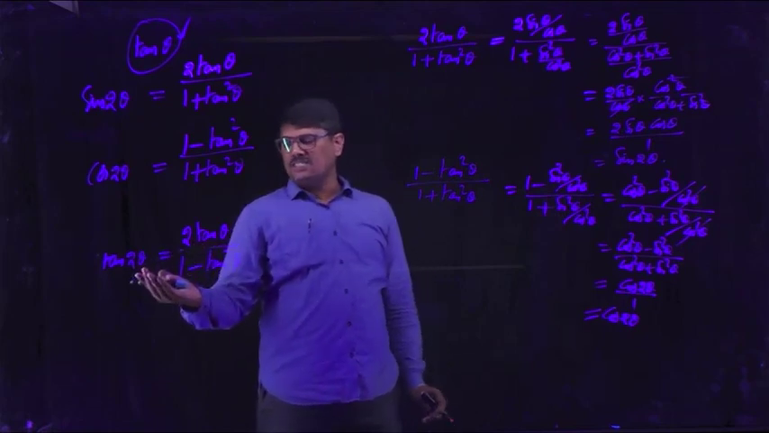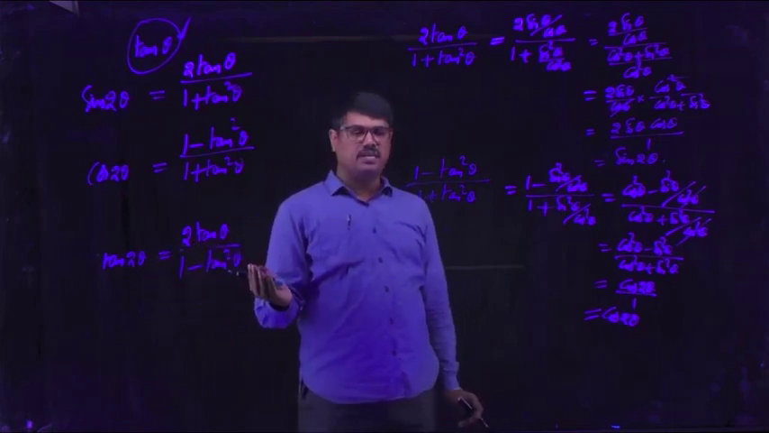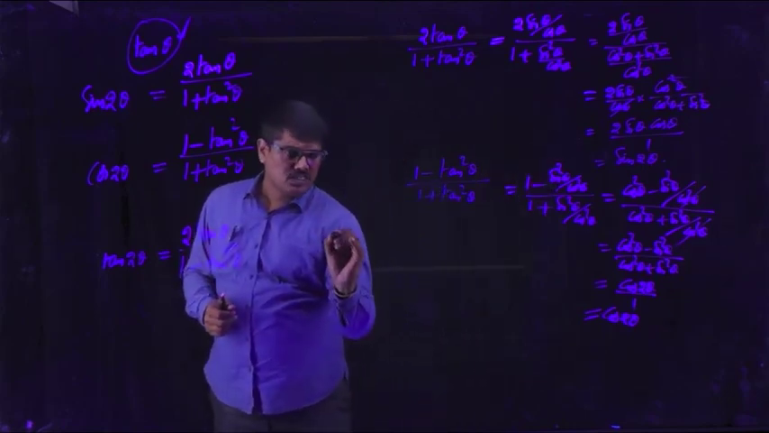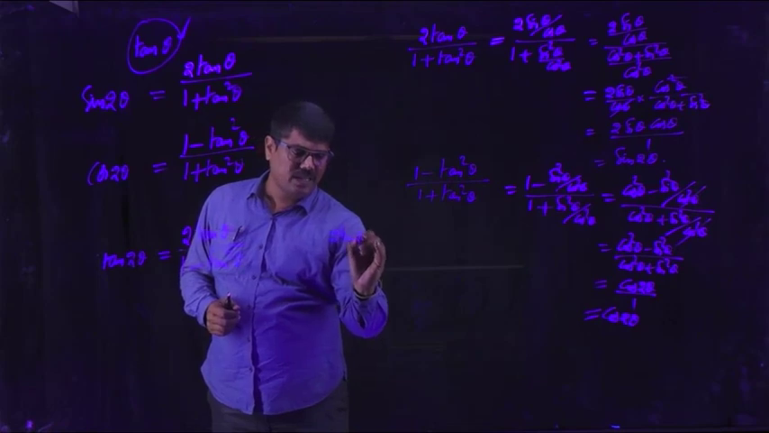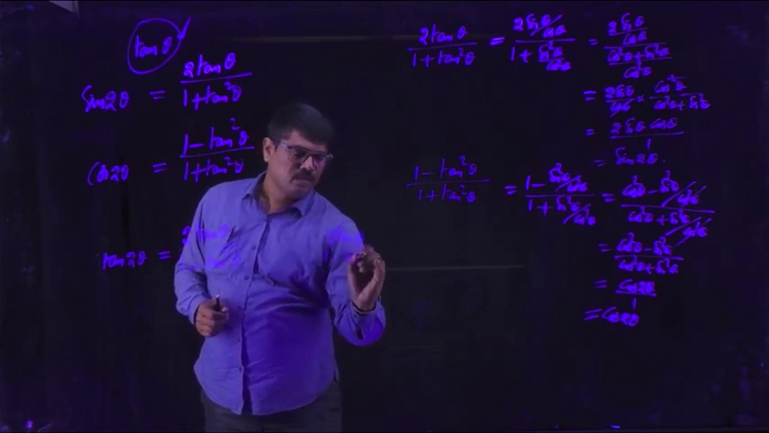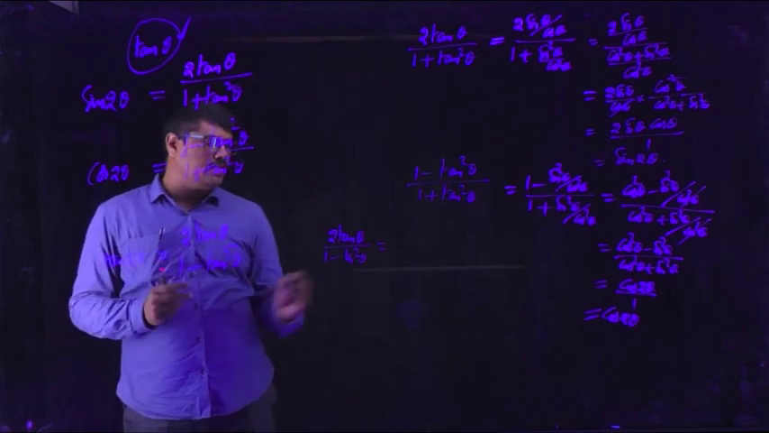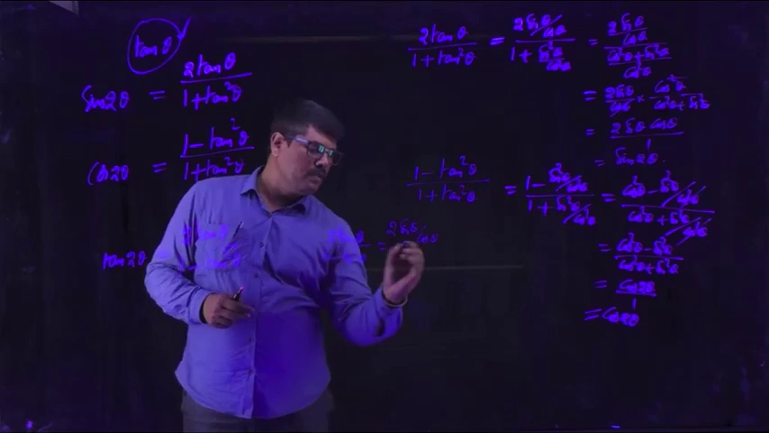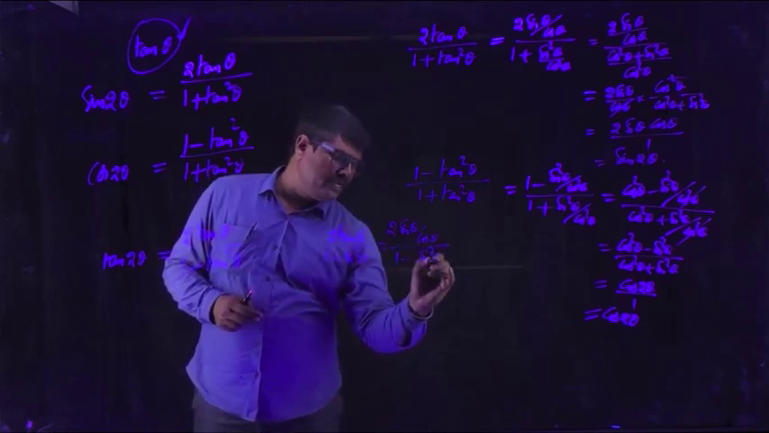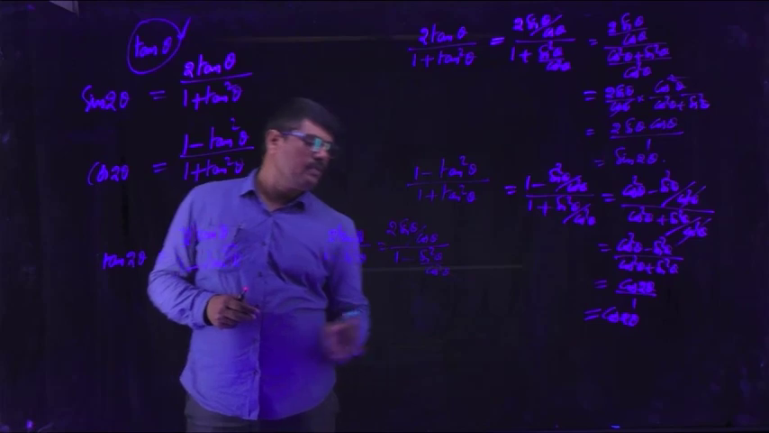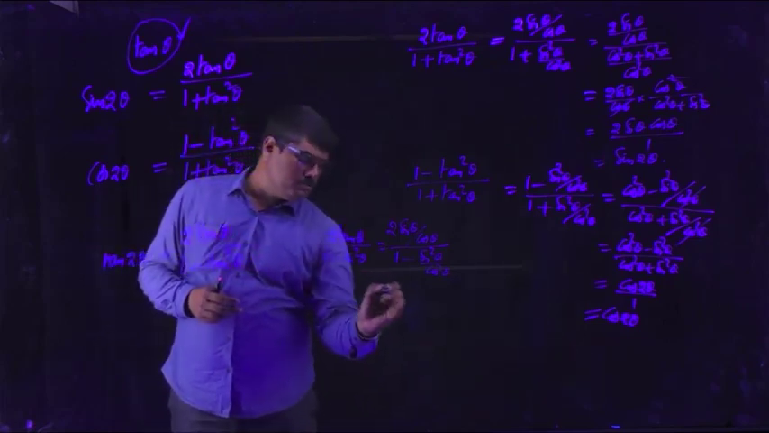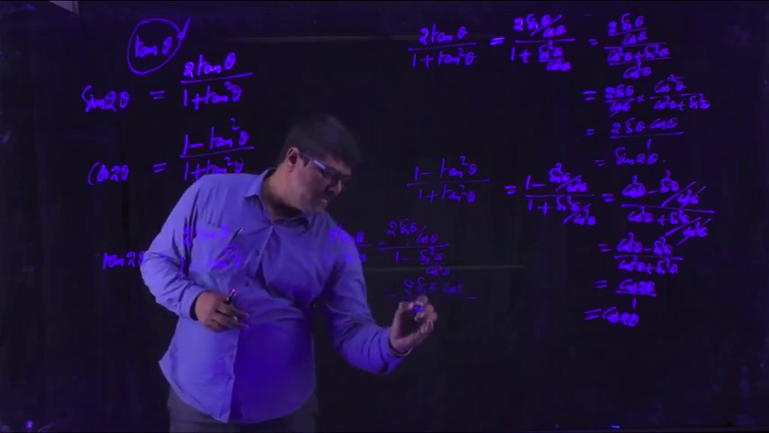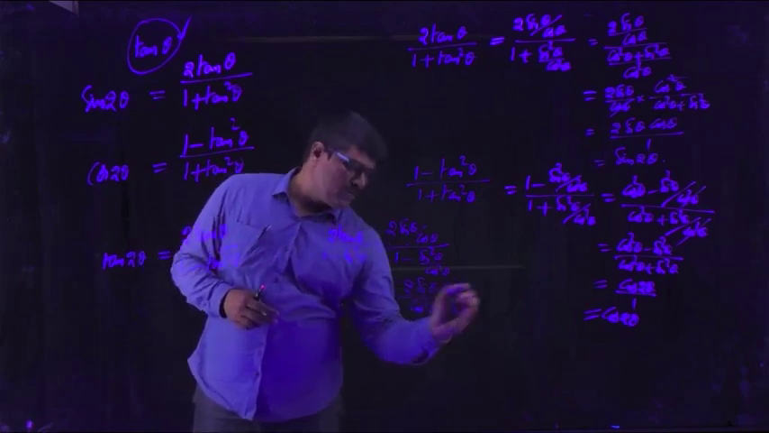Already we practiced this one, 2 tan theta by 1 minus tan square theta. You can obtain this one in this manner also. Here observe, consider 2 tan theta by 1 minus tan square theta. You can do it in the same manner, and you will get tan 2 theta. What is tan theta? Sin by cos. And 1 minus tan square theta is 1 minus sin square theta by cos square theta. So taking LCM, you will come to this step: 2 sin theta into cos theta by cos square theta minus sin square theta. One cos theta will cancel.